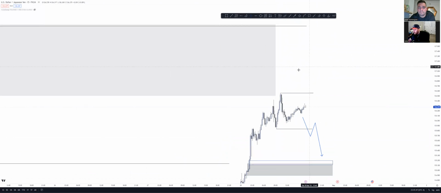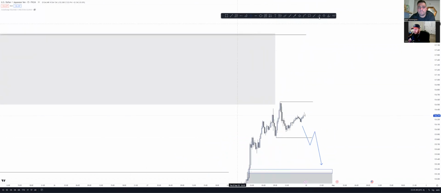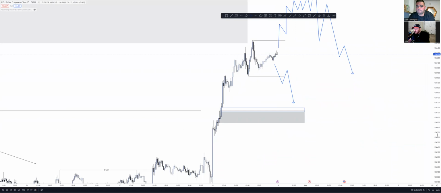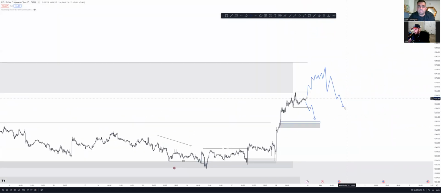So we could still see price mitigate more into this area. We could see it possibly come up during Asia session, have some sort of consolidation, have one sweep during London. Price has a change of character, and then we could retrace maybe a little bit lower until we flip again and then go bullish.